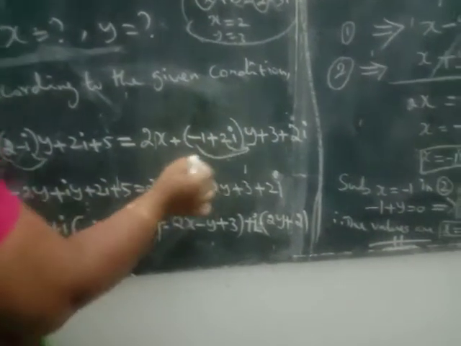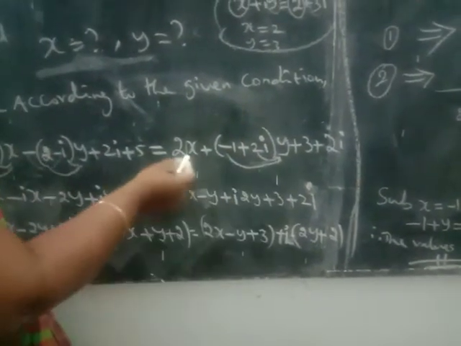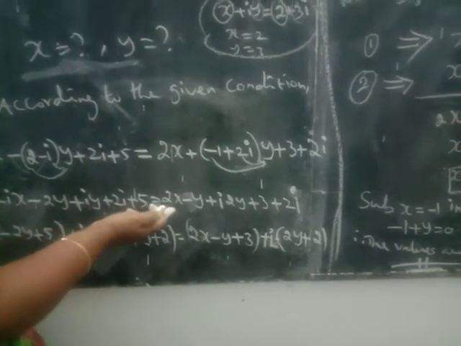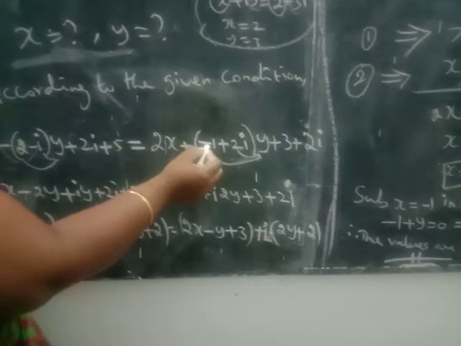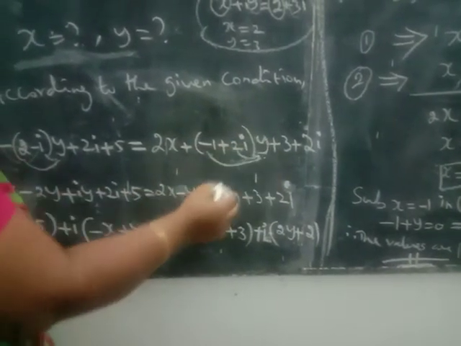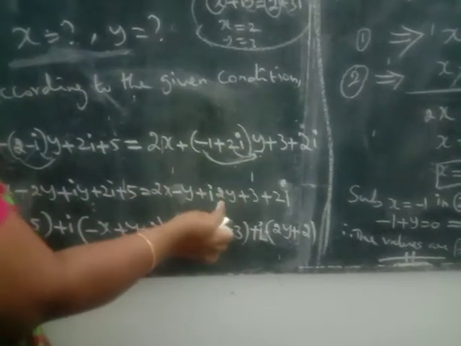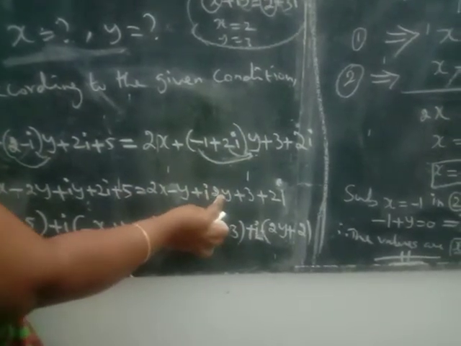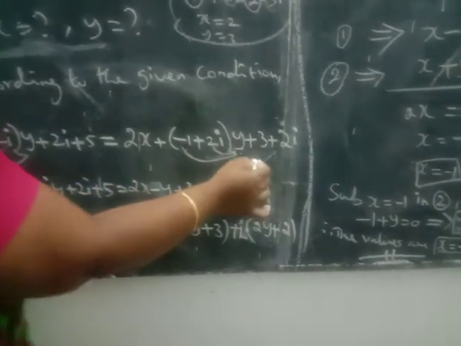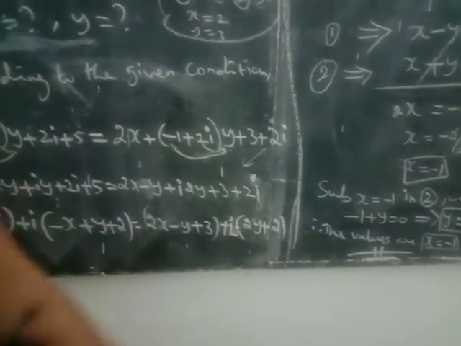Similarly, we have to simplify this complex number. 2x. Nothing is here, so just write as it is, 2x minus 1 into y, minus y. Here plus into plus, 2i into y, 2iy, or i 2y, because multiplication is commutative. Okay. Now write this as it is, 3 plus 2i.